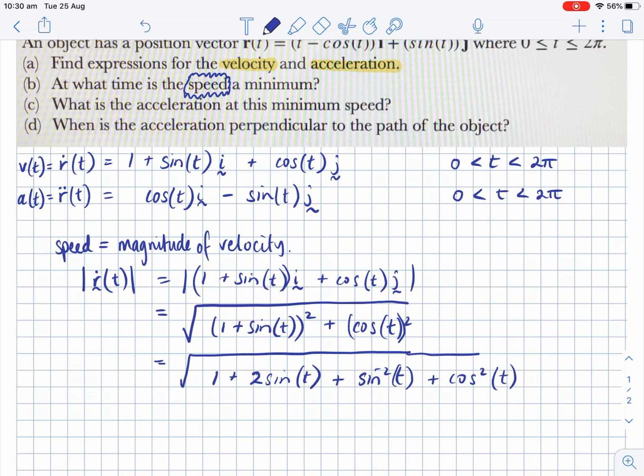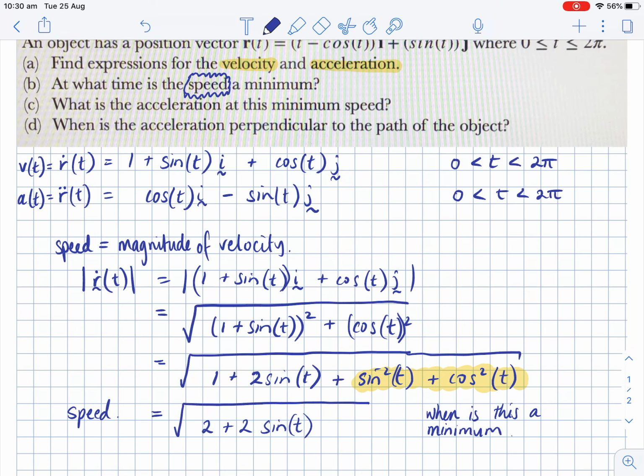And you might initially think that this is a pretty horrible expression. So if we remember our trig identities, sine squared t plus cos squared t just equals 1. So if that equals 1, I end up with 2 plus 2 sine t as my expression for the magnitude of velocity. So this is my speed. And we want to find out when is it a minimum. Alright, so when is this value a minimum?